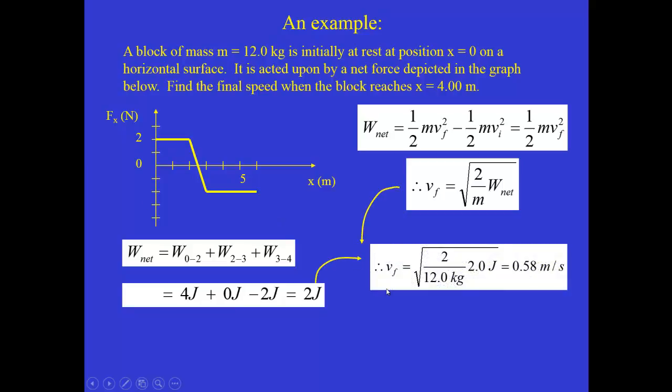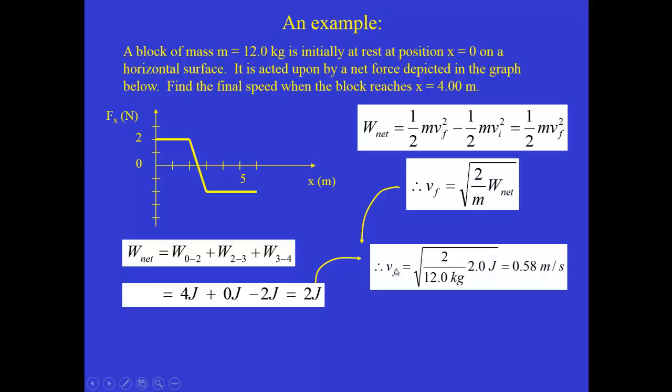2 joules. And therefore if we take that value and plug it into the expression for the final speed, we get the square root of 2 times 2 joules over 12 kilograms. And a joule is a Newton meter, which is a kilogram meter squared per second squared. And so the kilograms drop out, and underneath the square root we get a meter squared per second squared, the square root of which is meters per second.